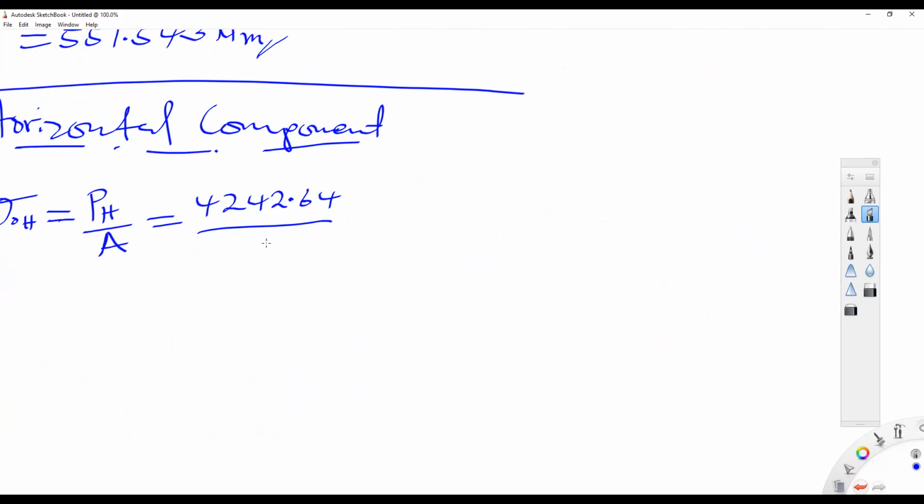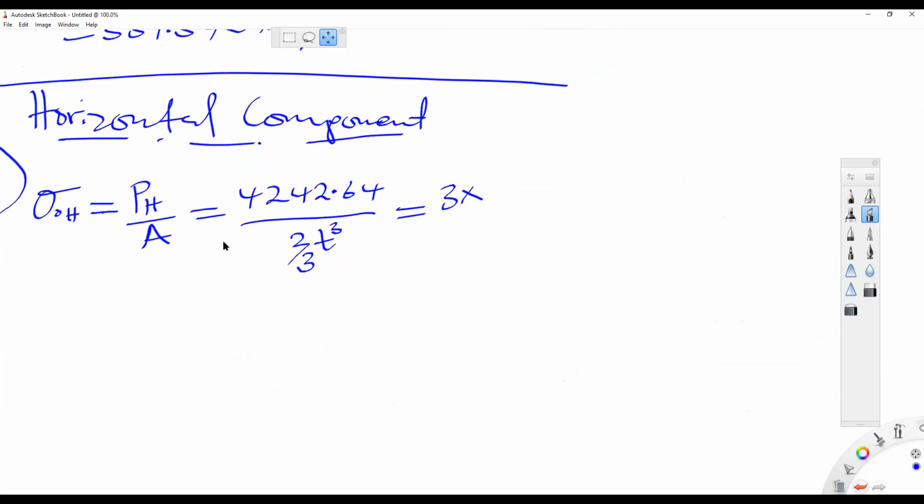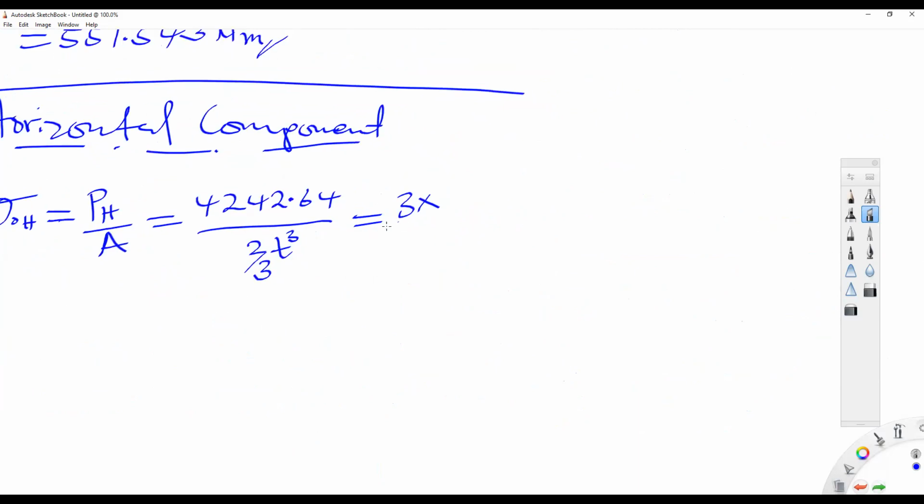So in that case, we are going to have it in the denominator. Let's say that we have 2 over 3 T cube. Yes, sir, go on. The area is 2T squared. This is the sectional modulus. Oh, yeah. The area is 2T squared, right? Let's confirm that. So we have the area to be 2T squared. That's good, thank you. So in that case, we have 2T squared. What do you have for that, if you simplify?